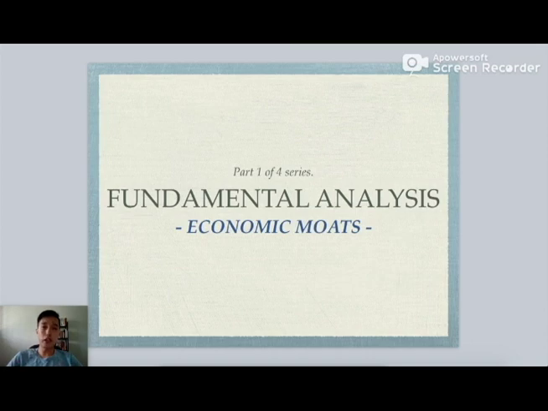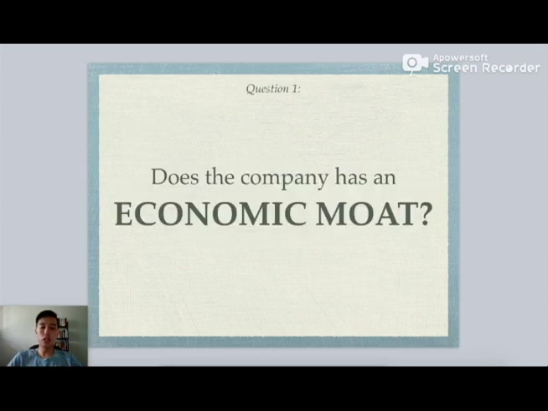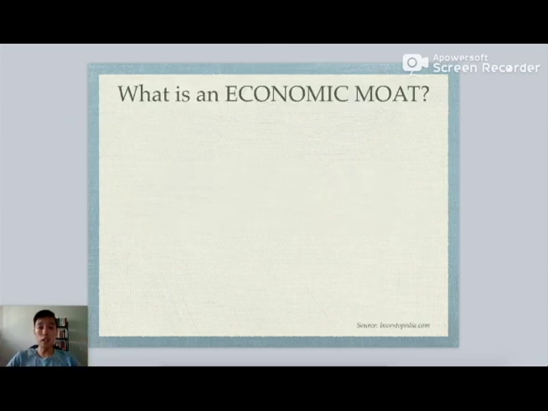For the first part of fundamental analysis, we're going to cover the economic moat. When I'm investing in a real business, what are some of the questions I ask before investing in it? Usually the first question I ask myself is, does this company have an economic moat? So what exactly is an economic moat?